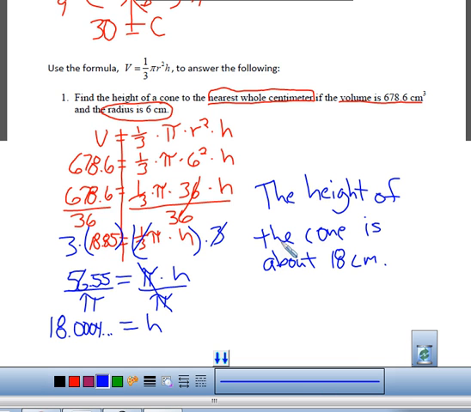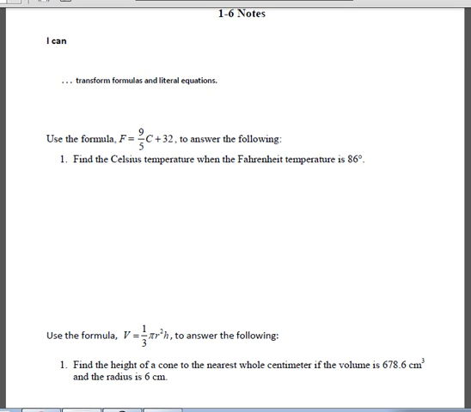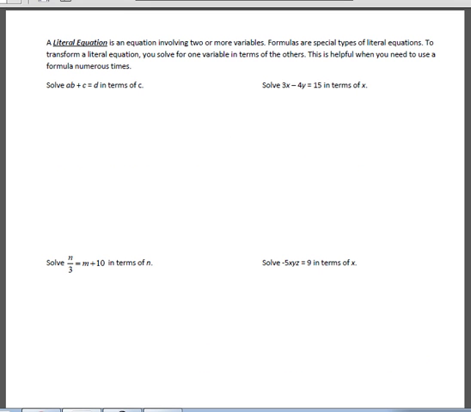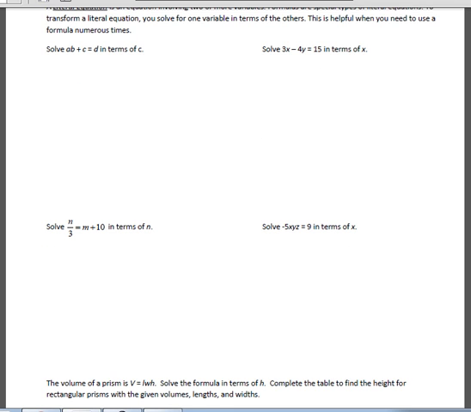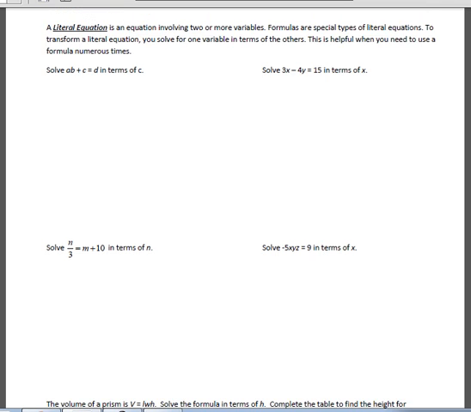But we're going to move on to the next page, so if you need to copy this down, pause the video. And here we go. Sorry about that. Next page, page 16. Literal equations. So, a literal equation is an equation involving two or more variables.